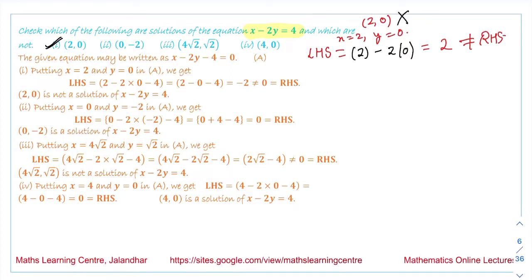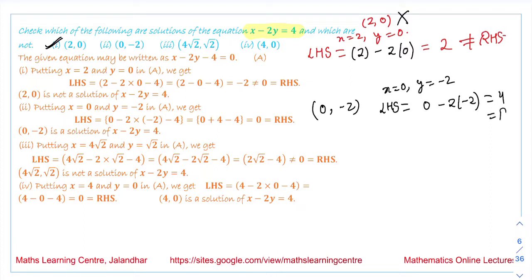So the answer you will get is 2, which is not equal to RHS. It means this is not a solution. Now in the next part, the number given to us is 0 comma minus 2. So again we consider LHS with x is equal to 0 and y is equal to minus 2. So when you substitute values over here, it is 0 minus 2 into minus 2. Answer is 4, which is equal to RHS. It means the first part is not a solution, and in the second part the point 0 comma minus 2 is the solution of this equation.